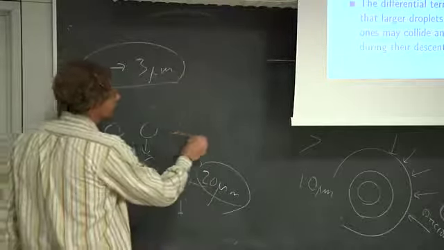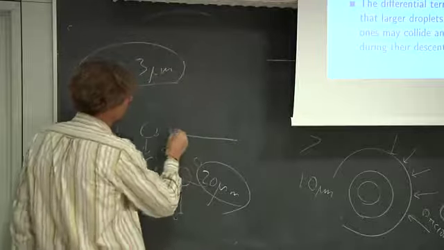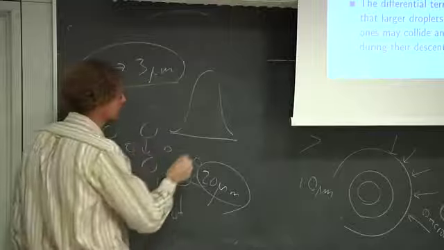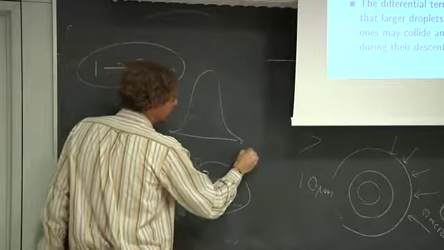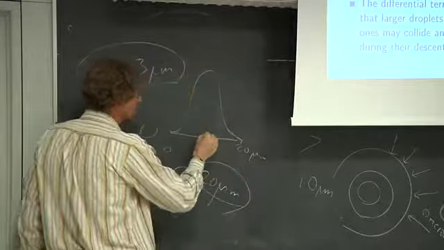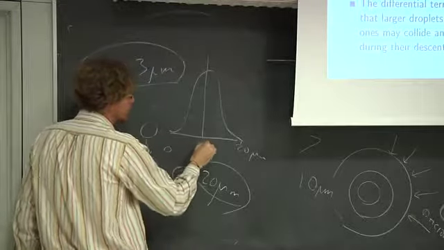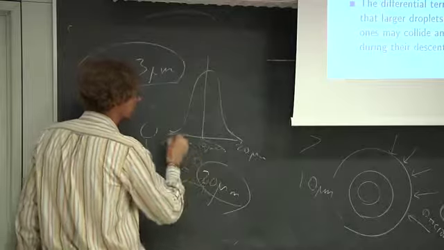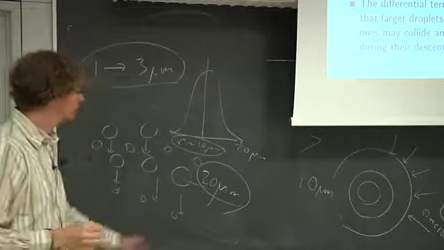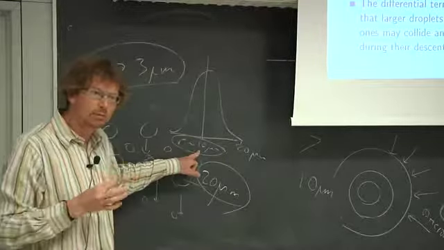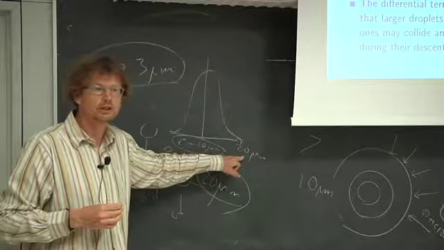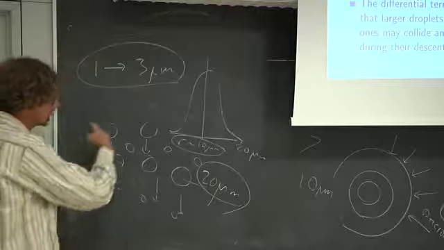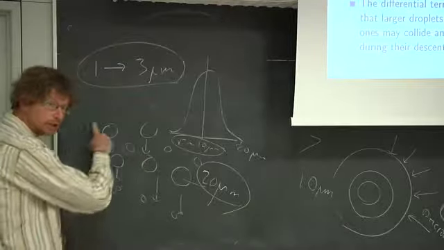So if we imagine, just for simplicity, a symmetrical distribution of cloud droplets, and the largest are on the order of 20 microns, it means that our mean radius is on the order of 10 microns. So if the mean radius is on the order of 10 microns, and the largest droplets in the cloud are 20 microns, then this process starts to become efficient.